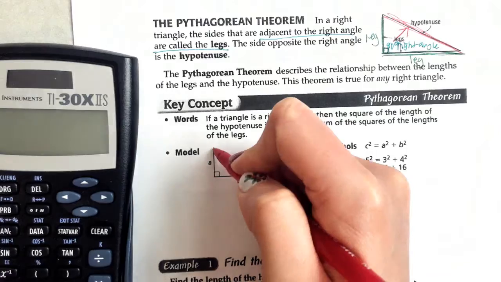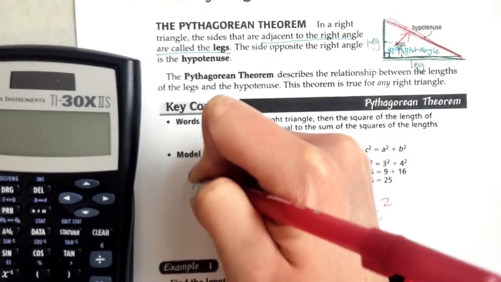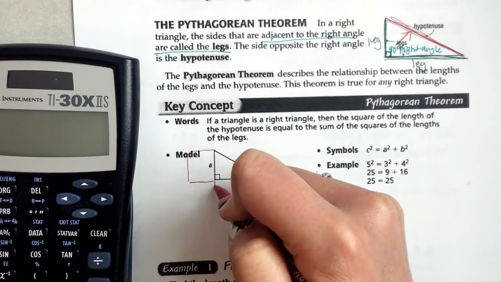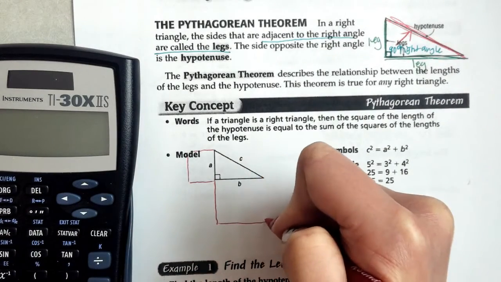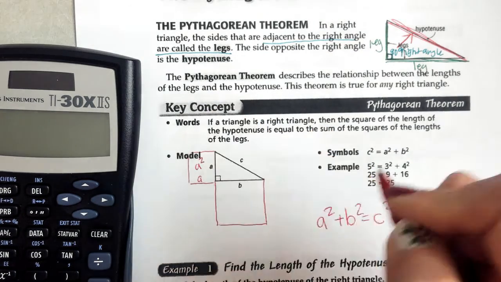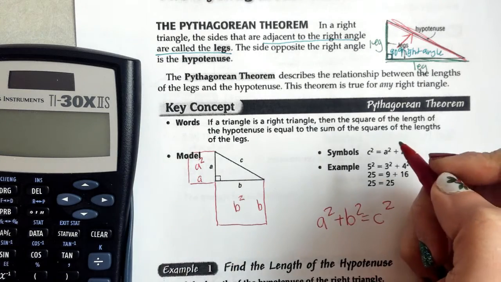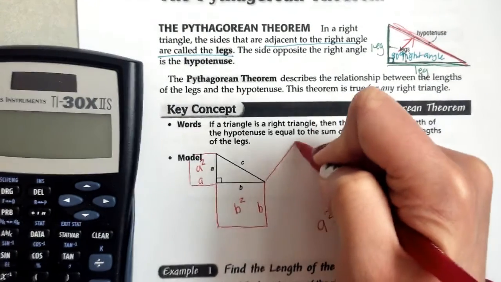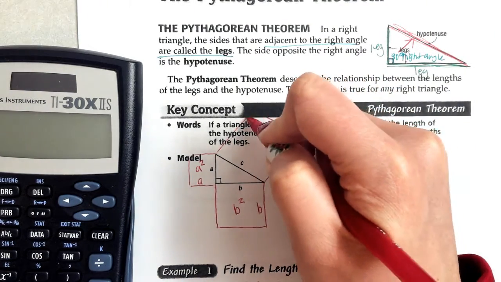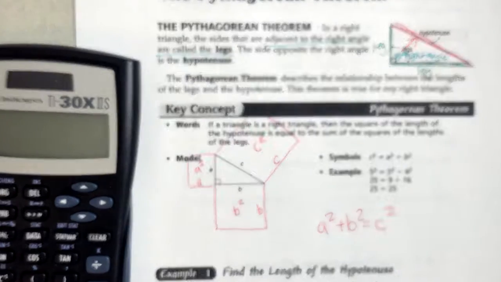If I was to take this side and square it, this would become a square. Same thing here. If I would square it, this would be an a by a, or a squared. This would be a b by b, or b squared. And then this would be c by c, or c squared.